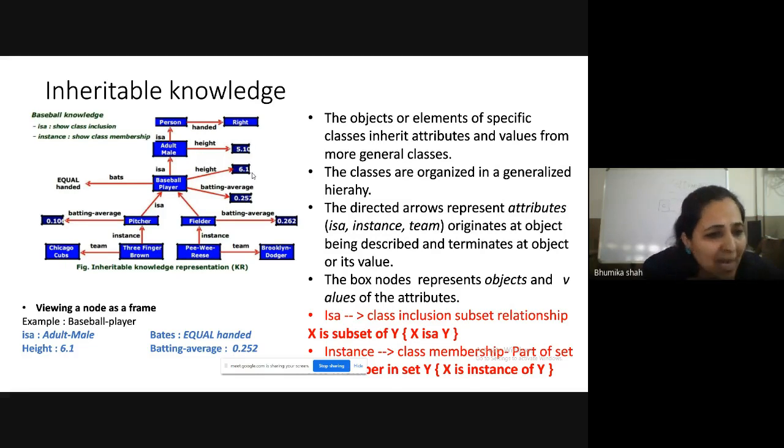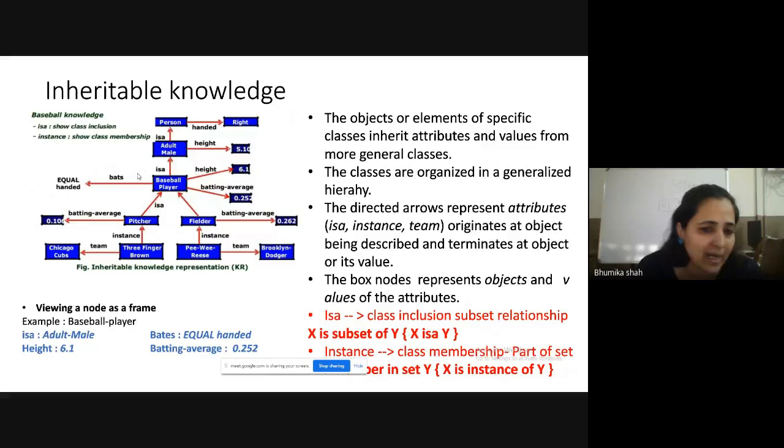What is the meaning of equal handed? It means the value of bats is equal to whatever handed property you had earlier. Where is handed written here? You can observe that for person we had the property handed. So whatever is the value of handed, that should be copied over here. So bats will be right over here. Are you getting this? Okay, another attribute that baseball player is having is height.